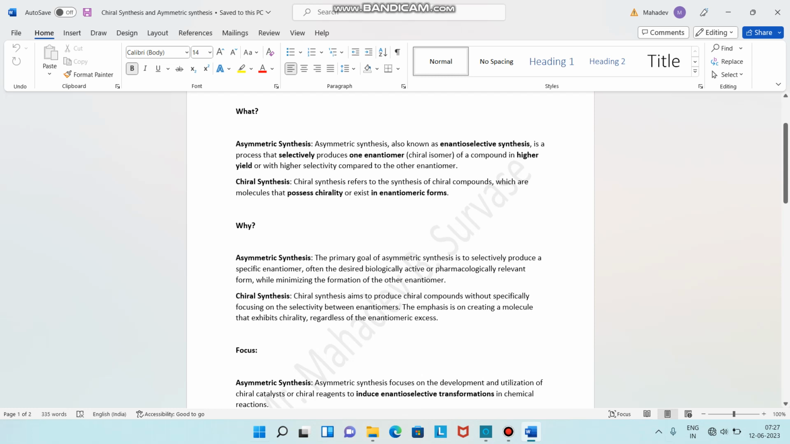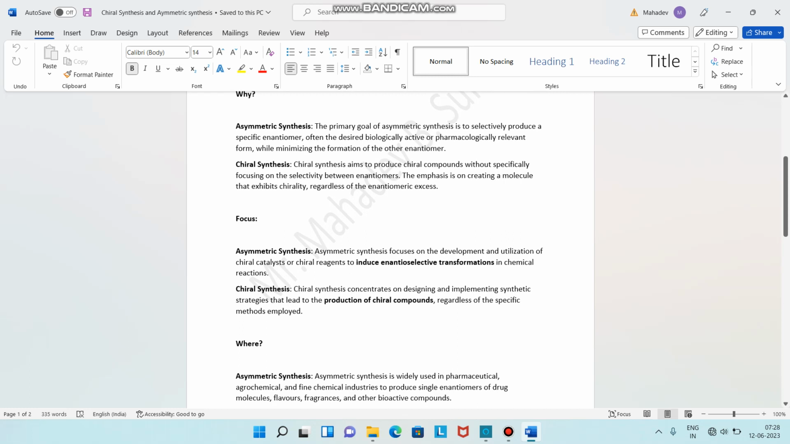And why is it done? Because most of the time they are drugs or something like that, which have some biological activities or are pharmacologically relevant forms. And also the target is to minimize the other enantiomer. So we are focusing on only one enantiomer. And chiral synthesis is for preparation of the chiral compound, which shows chirality properties. In general, it is not specifically for drugs; the focus is on the synthesis of chiral compounds.